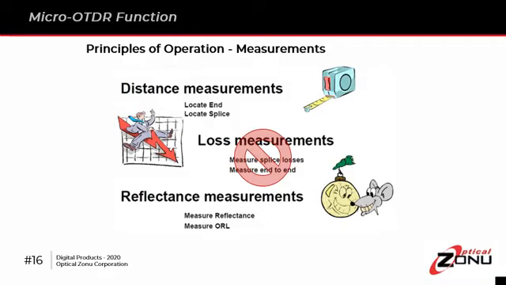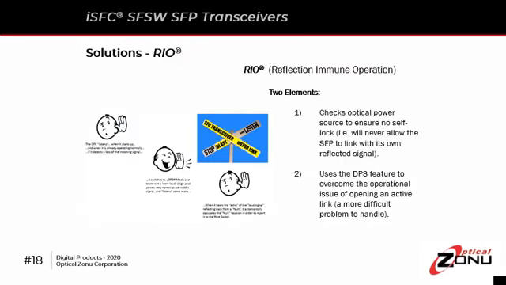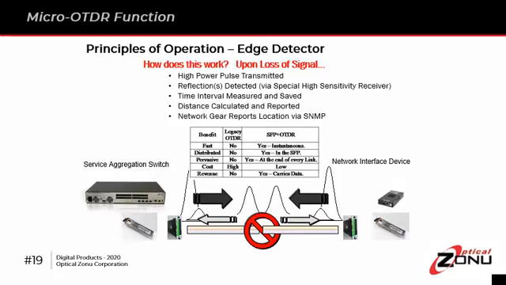The micro OTDR sends out optical pulses, then listens for the returning optical echoes. OED, or optical echo detector, lets us know the distance to a break. RIO, or reflection immune operation. Here we see the basics of our principles of operation and our edge detector, specifying how things work and what happens with loss of signal.